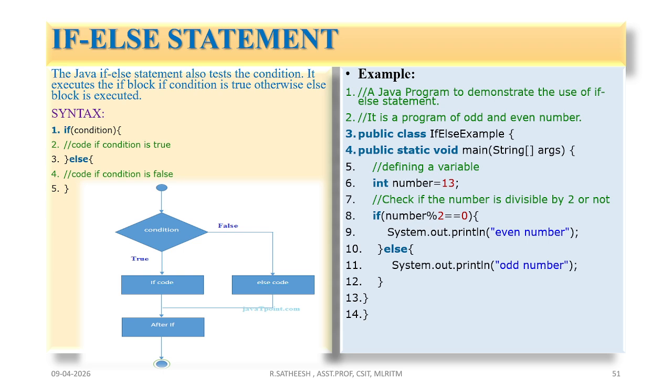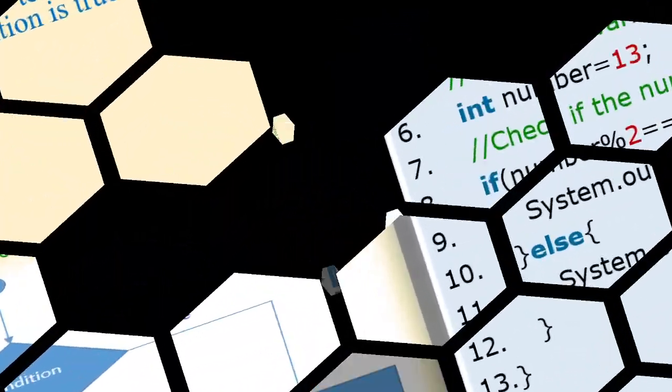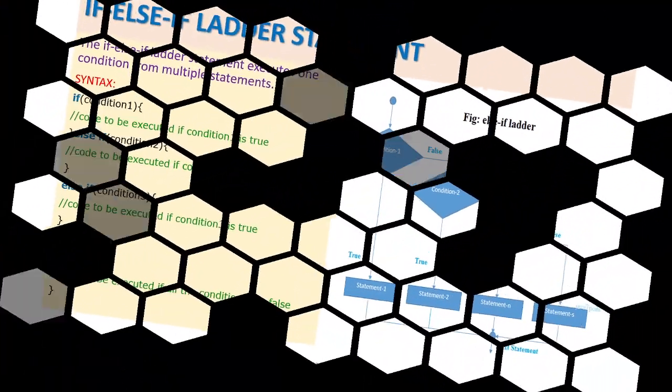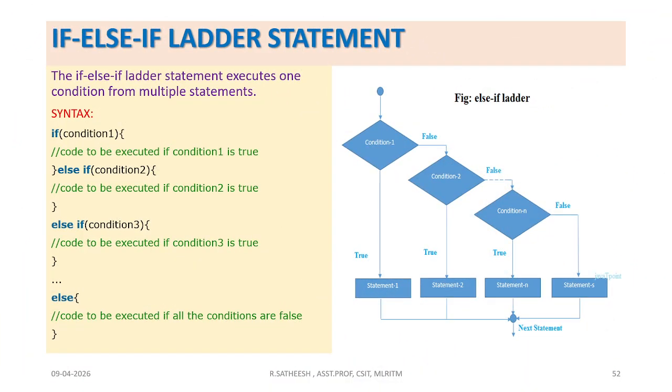So by using if else condition, they are giving an alternative statement to execute your program. That is the main aim of the if else statement. Now look into the other one, the if else if ladder statement. This is quite different. The if else if ladder statement executes one condition from multiple statements. See the syntax.